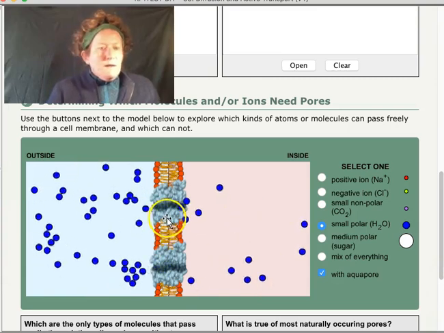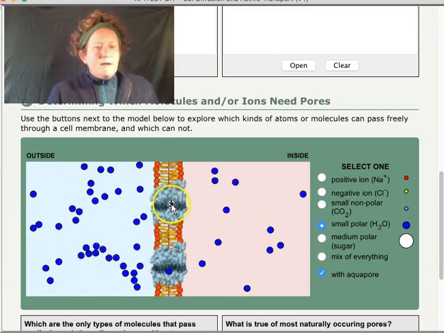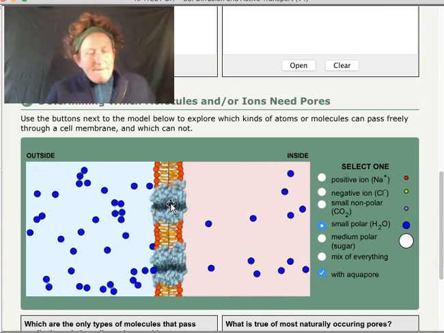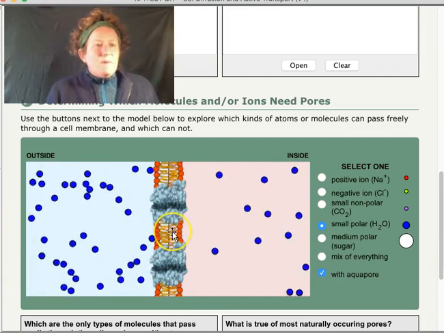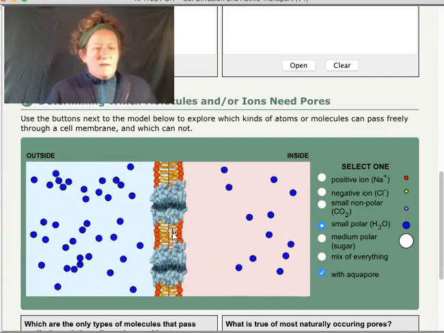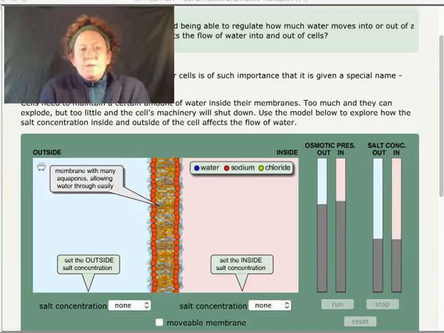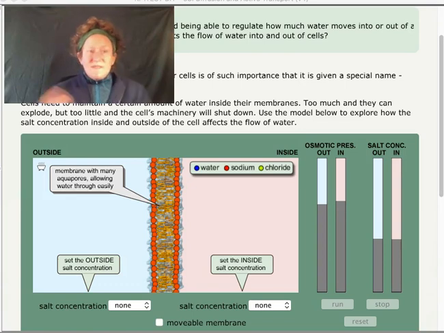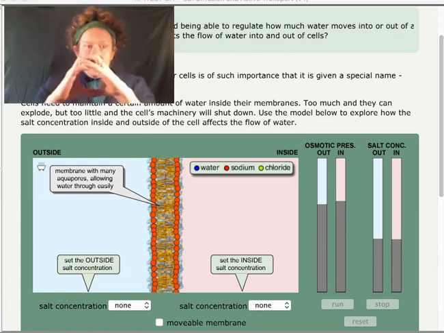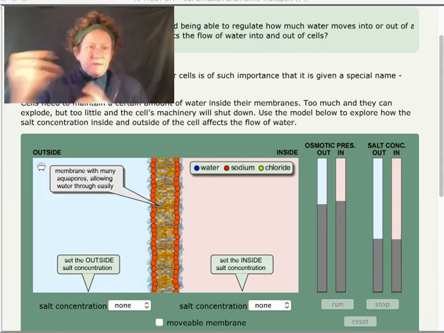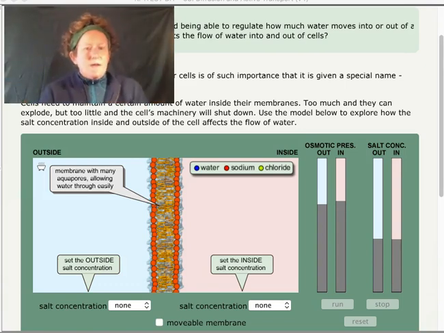Most molecules that need an aquapore or some kind of pore or some help are polar, because the inside of the cell membrane is non-polar and it doesn't really like polar molecules. Now that we've talked about facilitated transport, or facilitated diffusion using aquapores, helping the water through with a special kind of hole in the cell, and we've talked about diffusion, molecules bouncing around and sometimes crossing the cell membrane, let's talk about osmosis.